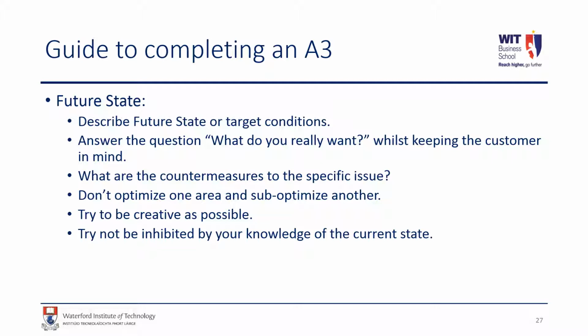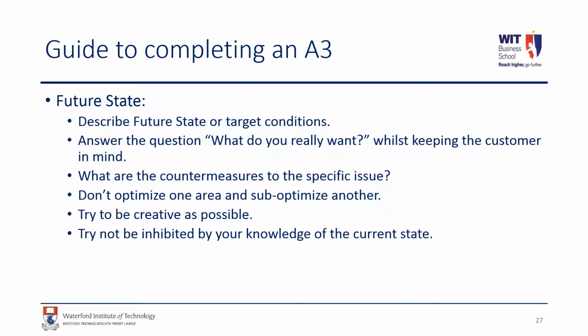In the next stage, you want to get to some sort of future state. So you want to describe a future state or target conditions. So what do we really want? In this case, we want to get our scrap down to certainly under 2.3%, but under 2% to be good. Then we want to identify what the countermeasures are. What are we going to do about this particular issue?